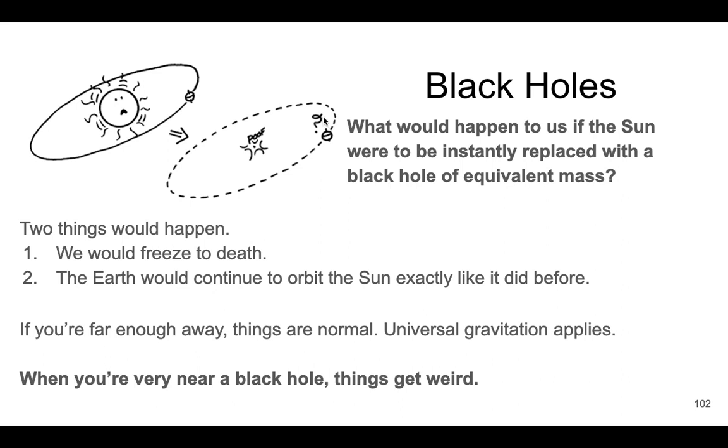Right now, we're going around the sun, and the sun is a big mass that we're orbiting. Replace the sun with a black hole of the same mass, and we would just keep orbiting it. So if you're far enough away, it's just universal gravitation, Newtonian physics. It's when you get close to the black hole that things start to get really weird.